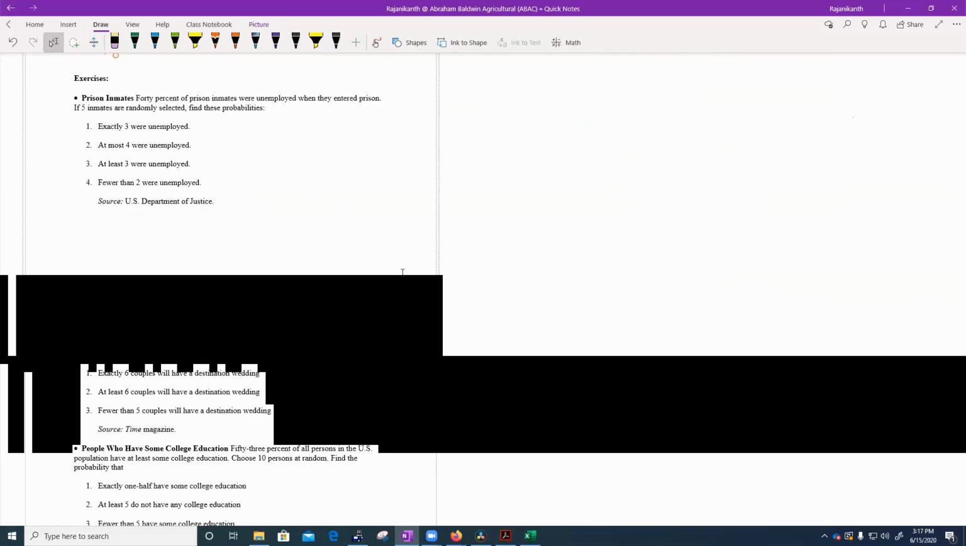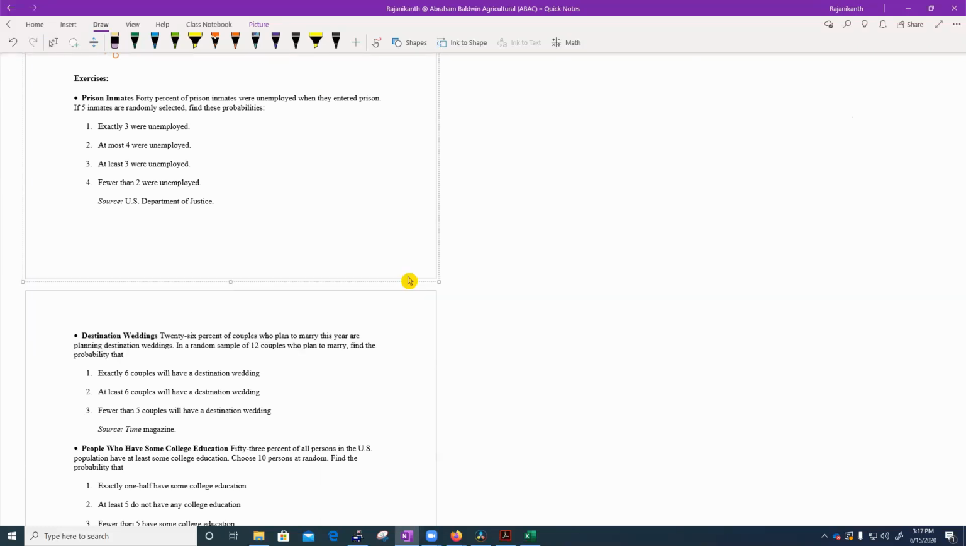Okay, so let me explain the first problem from your exercise. Prison inmates. 40% of prison inmates were unemployed when they entered the prison. If 5 inmates are randomly selected, find these probabilities. Now we are going to find several probabilities here. So let me write down the answers somewhere here.